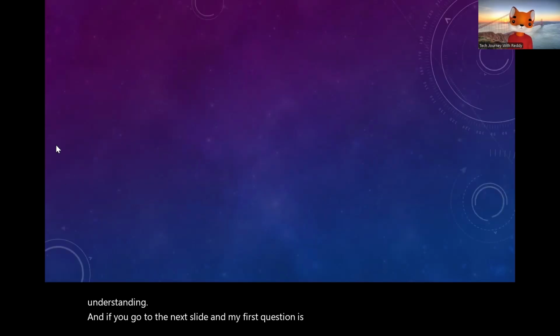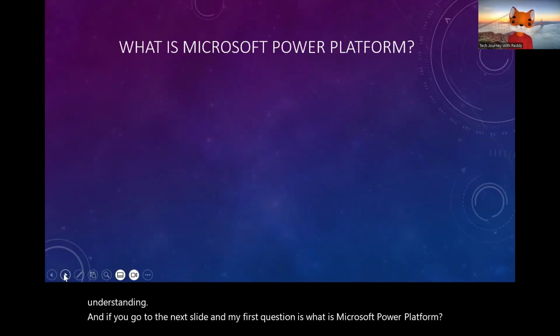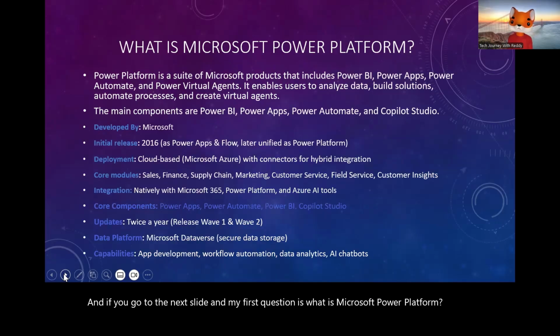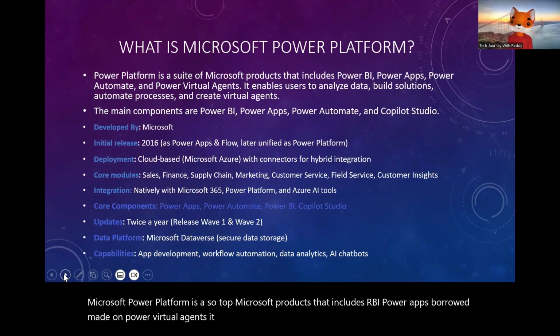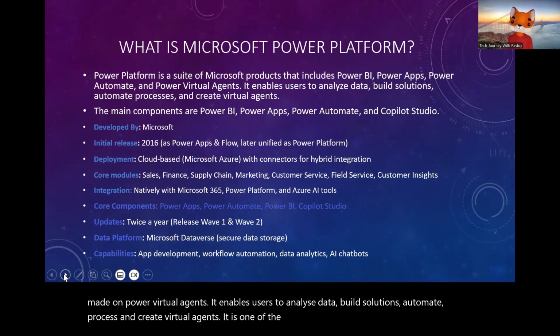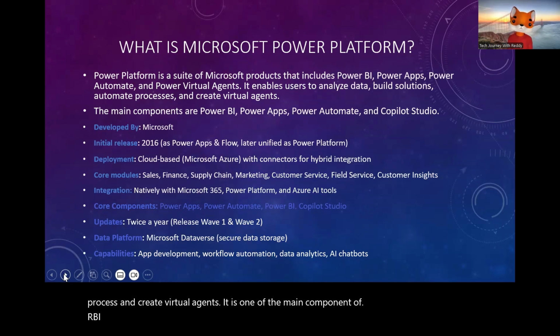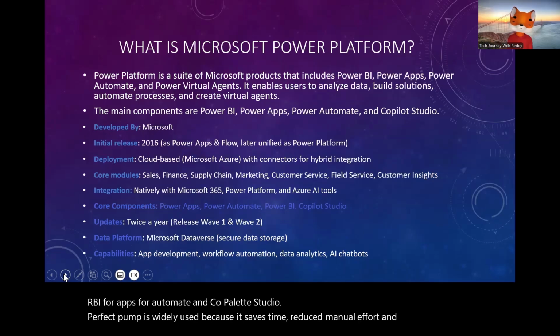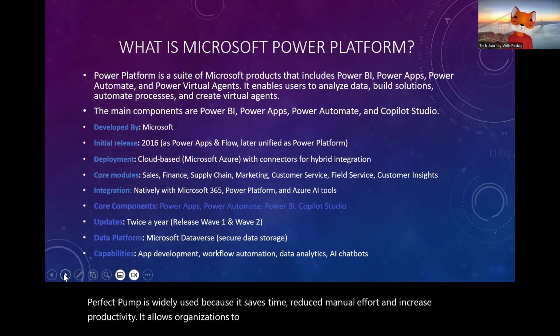Microsoft Power Platform. Microsoft Power Platform is a suite of Microsoft products that includes Power BI, Power Apps, Power Automate, and Power Virtual Agents. It enables users to analyze data, build solutions, automate processes, and create virtual agents. It is made up of the main components Power BI, Power Apps, Power Automate, and Copilot Studio. Power Platform is widely used because it saves time, reduces manual effort, and increases productivity. It allows organizations to quickly build custom solutions based on their needs without depending heavily on traditional coding.